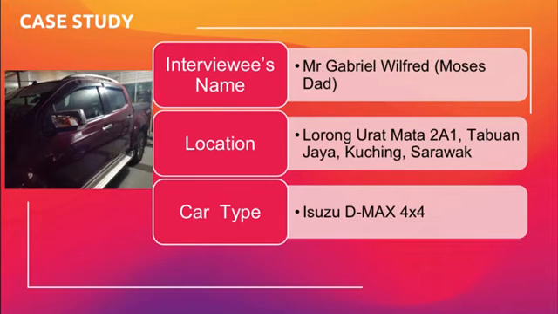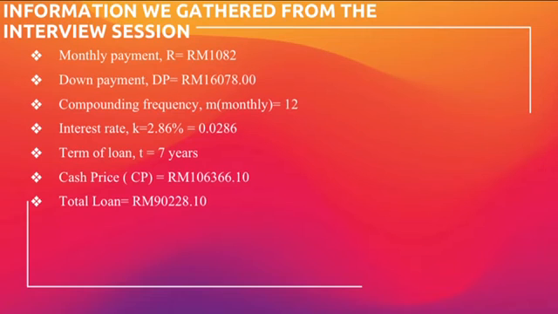From the interview session that we conducted with Mr. Gabriel, the information we gathered is: monthly payment equals 1082, down payment equals 16078.00, and the compounding frequency, which is monthly, equals 12.